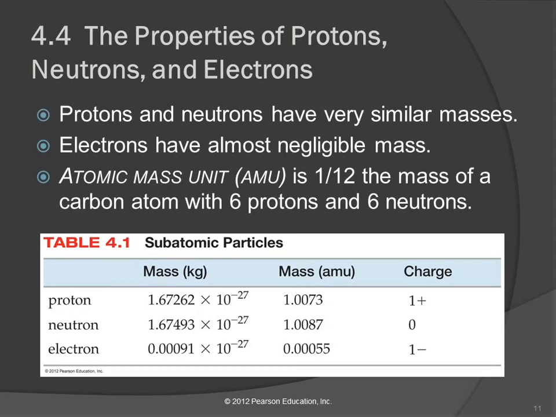So this is an important table here. We've got three different particles in the atom: protons, neutrons, and electrons.